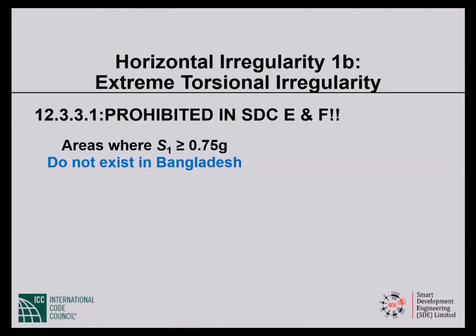This irregularity, ASCE 7-05, a building with this irregularity will be prohibited from being designed and built where S sub 1, the mapped long period spectral acceleration, is larger than or equal to 75% of g. That can happen only in the vicinity of known faults that can generate large earthquakes. In Bangladesh, you simply do not have that. There is no S sub 1 larger than 75% of g. So you do not have this prohibition.